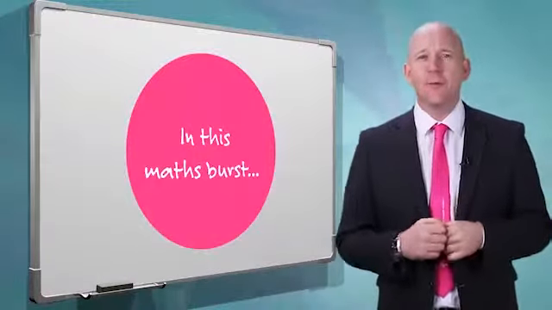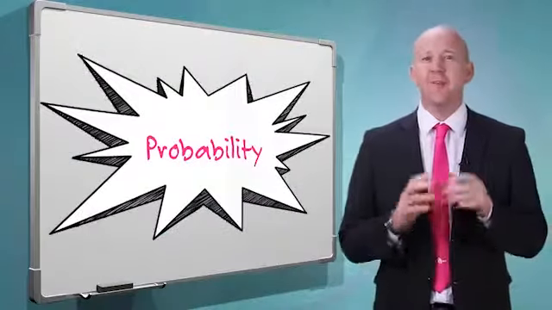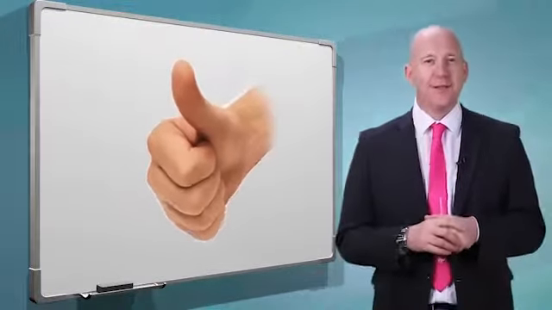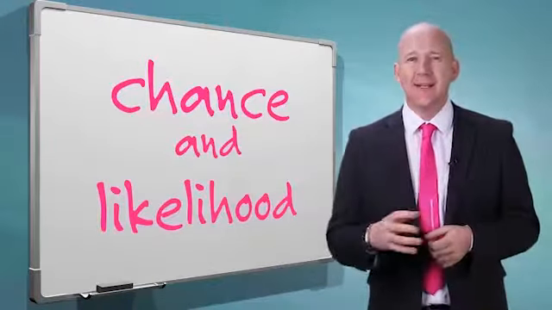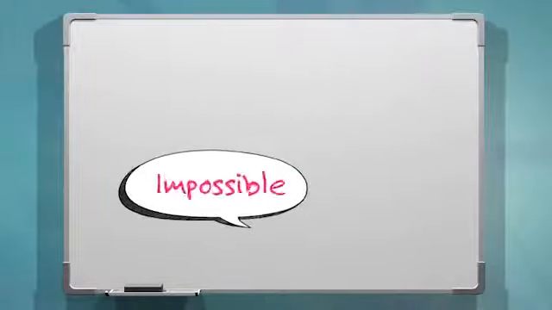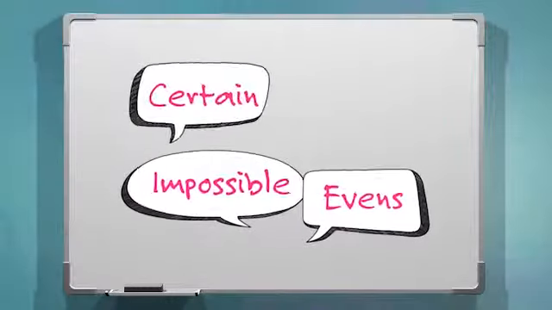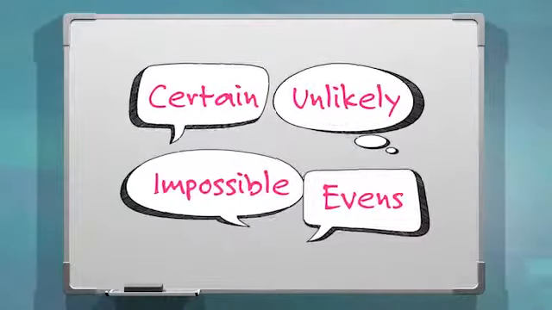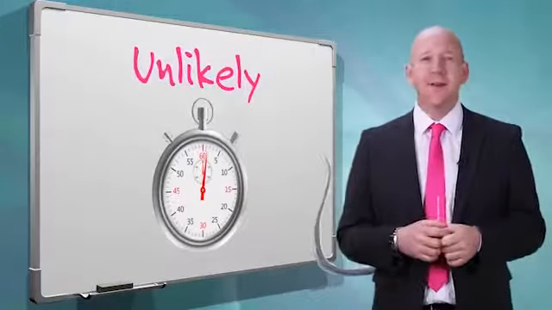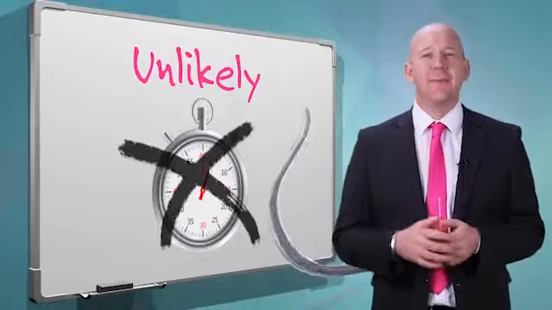In this maths burst, we'll be looking at probability. I am certain that you're really going to enjoy this. So, probability is all about chance and likelihood. We can use words like impossible or evens or certain or unlikely to describe the chance of some things occurring. For example, it is unlikely that I'm going to grow a tail in the next 5 minutes.